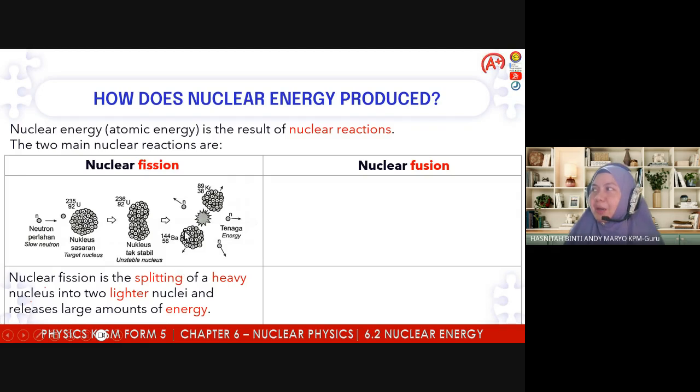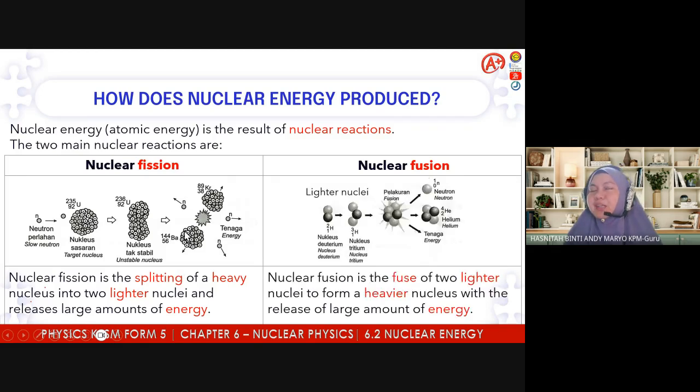And then what about nuclear fusion? Nuclear fusion is the other way around. It is the combination or the fuse of two lighter nuclei to form a heavier nucleus with the release of large amount of energy. So it is an opposite process. Fission is a splitting of heavy nucleus, while fusion is a fuse or combination of two lighter nuclei to form one heavy nucleus.